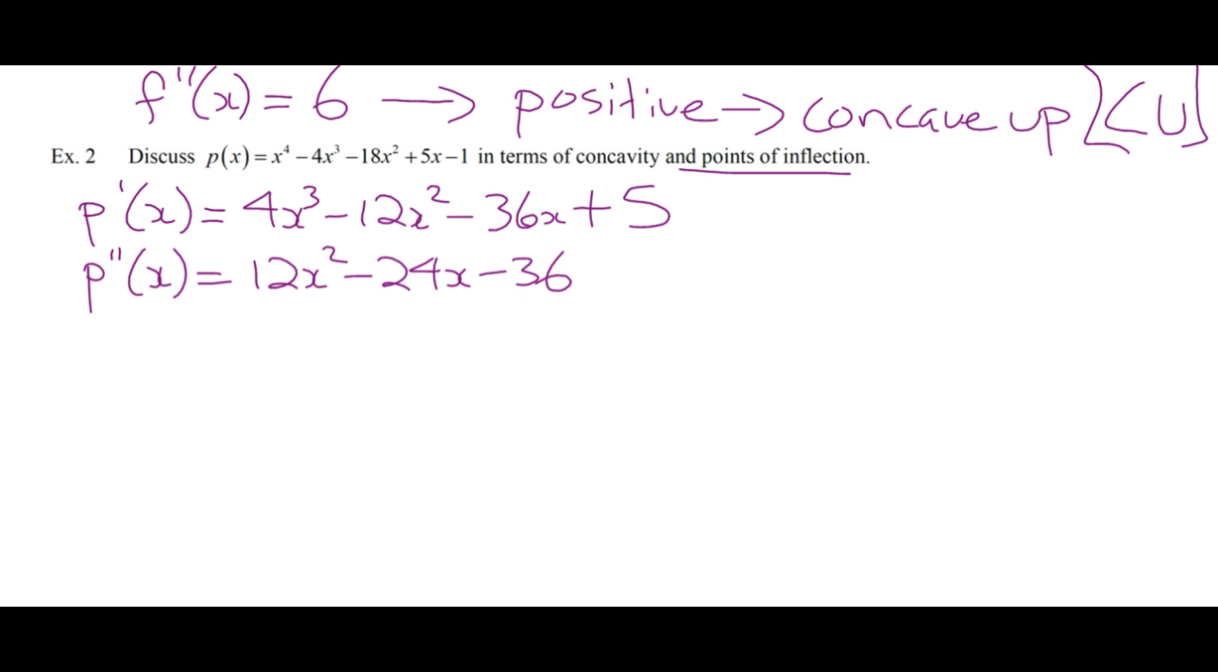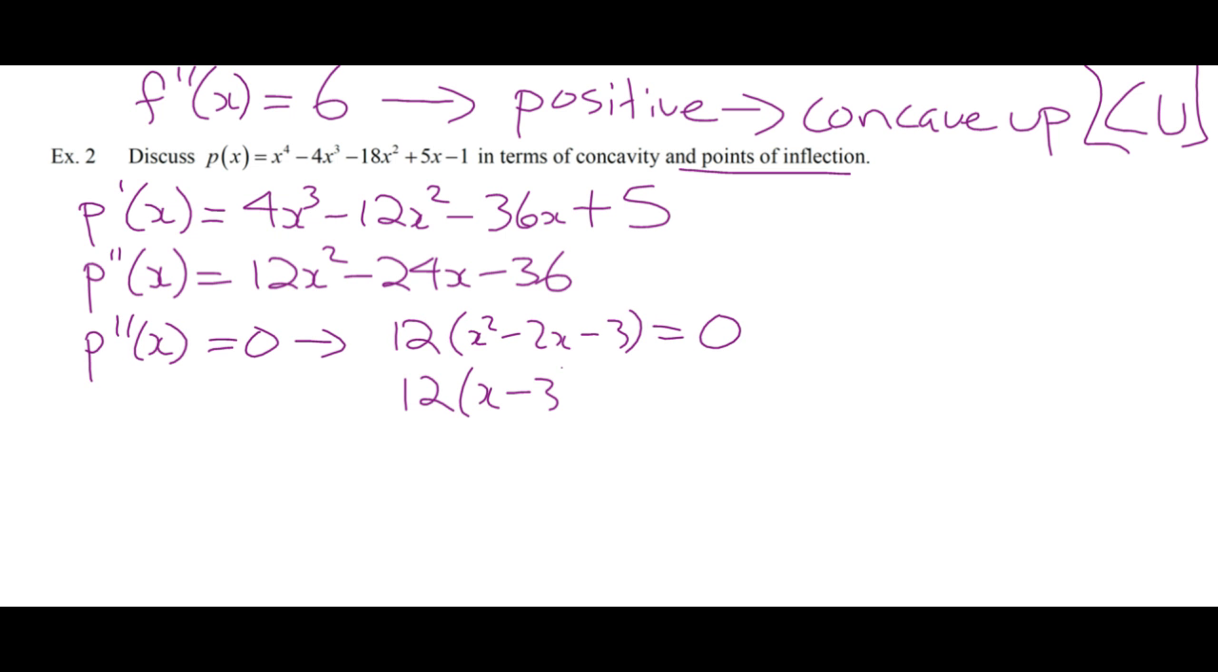Okay, and that's what we're going to look at here. So we need p double prime of x equals 0 leads to what? So 12 times x minus 2 times x minus 3, so that's equal to 0.